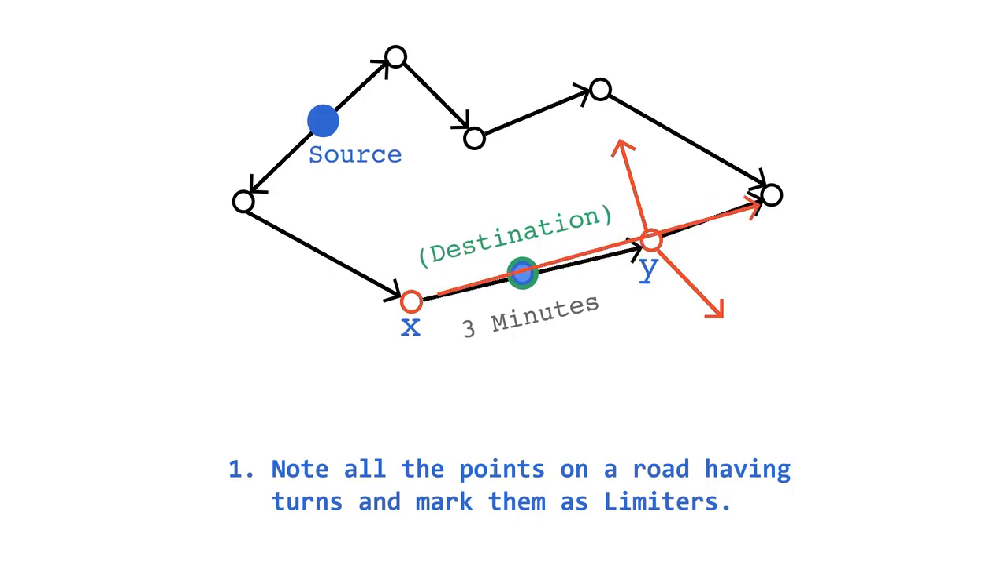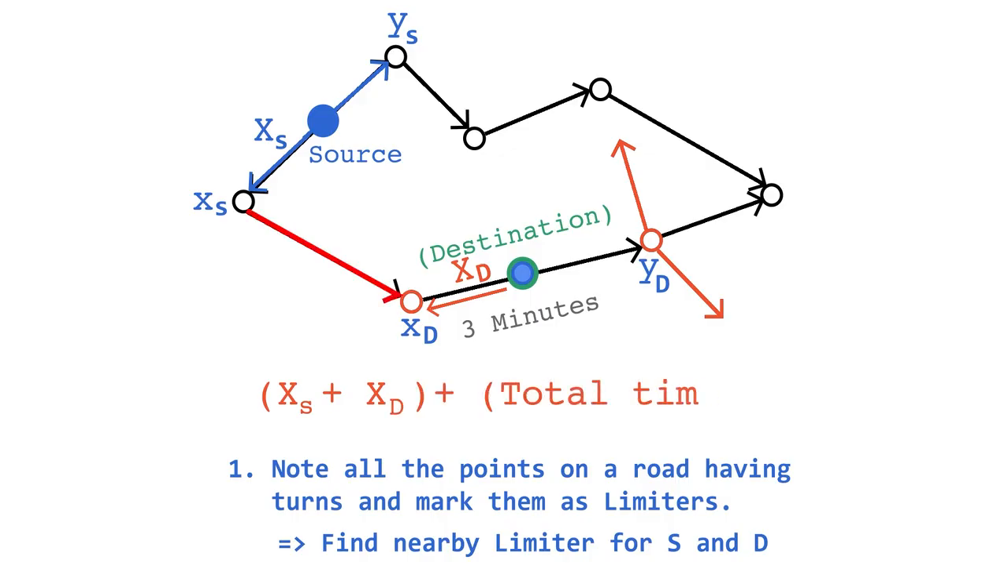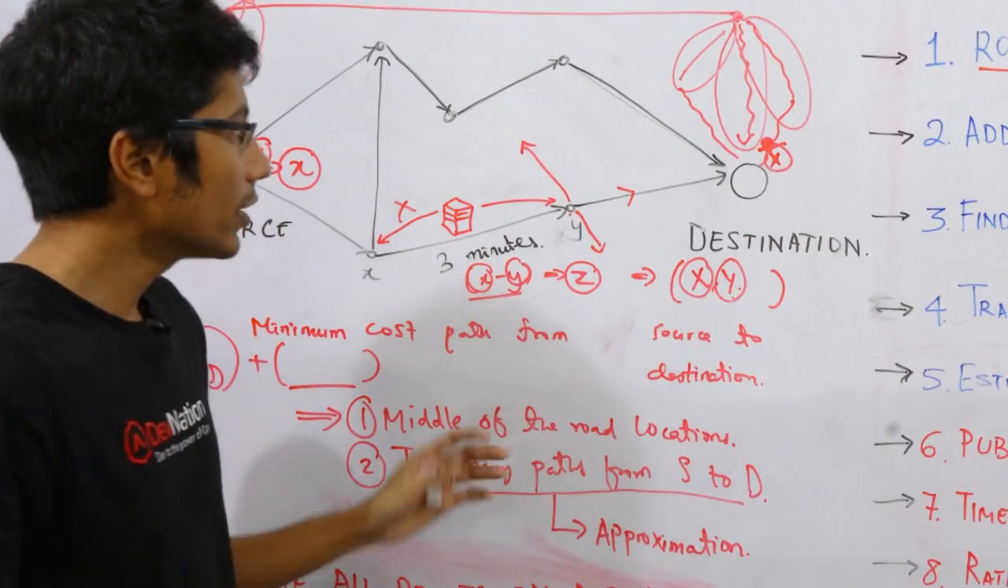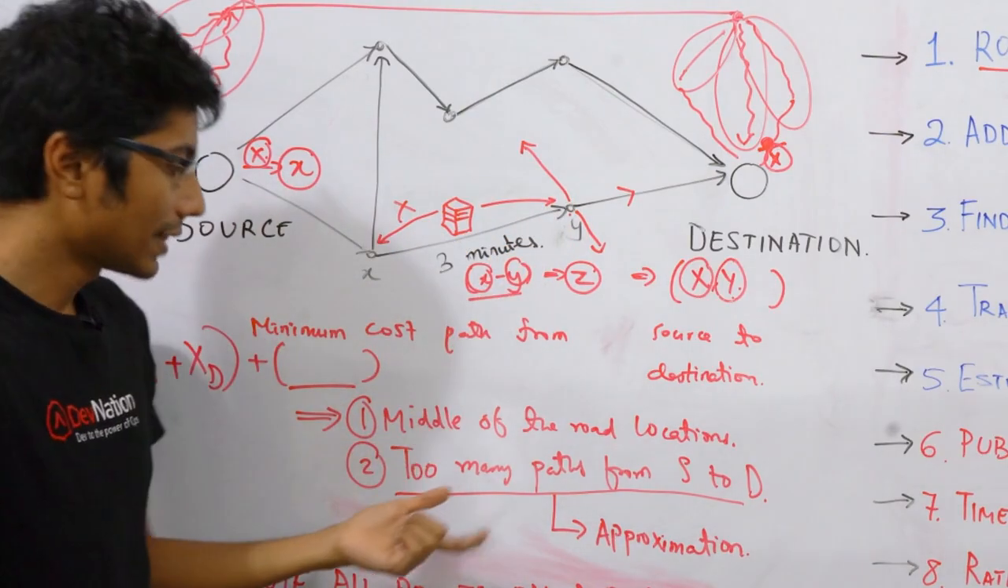So road from X to Y. Why not X to Q? Because you have a turn in between. So it will be X to Y and Y to Q. This allows us to find the nearby limiter for source and destination. So even the destination will be in the middle of the road. You'll find the limiter which is closer to this point, and then you'll find the time taken to reach there, which is capital X. So maybe this is the nearest limiting point. This will be added. So X of S plus X of D plus the total amount of time it will take for you to go from this limiting point to this limiting point. What we did very simply was to get rid of the problem that we might be starting or ending in the middle of some road. That is taken care of with this.